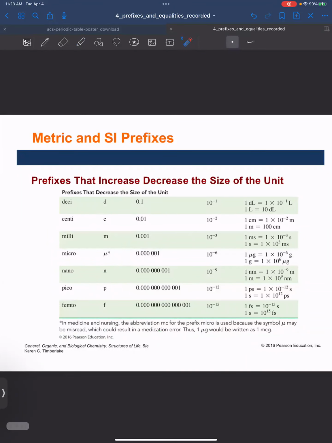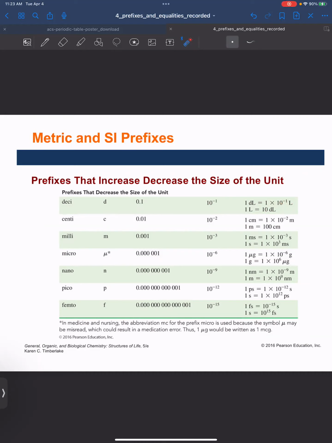There are also prefixes that will decrease the size of a unit. And those prefixes are deci, centi, milli, micro, nano, pico, femto. And here are their abbreviations. And so, for example, deci, we have 1 liter is equal to 10 deciliters, because deci is 10 to the negative 1. So for example, 1 deciliter is equal to 1 times 10 to the negative 1 liters.